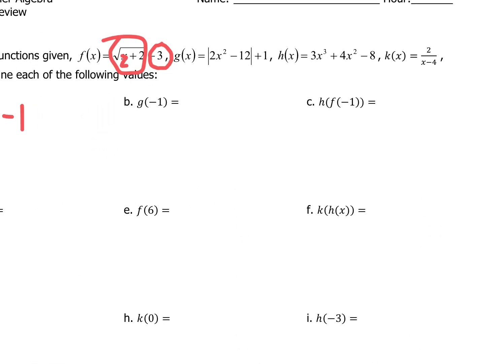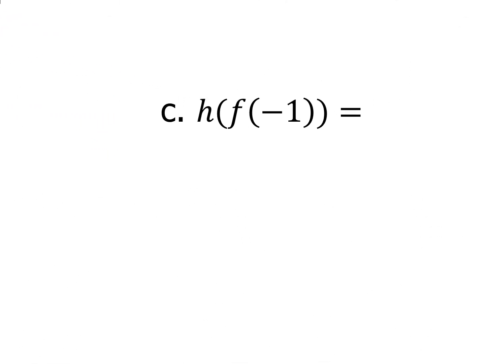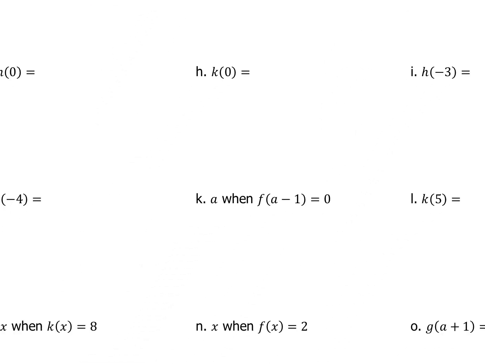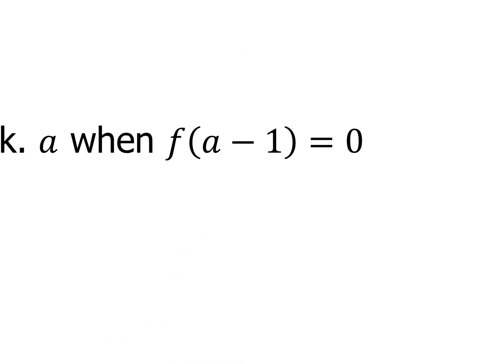But what about if they're nested like this? Then remember that you first find f of negative 1 by sticking it in the function. And I'm not saying what it is, but let's say it came out to 6. Then you do h of 6. Know what I mean? Figure out what f of negative 1 is first.